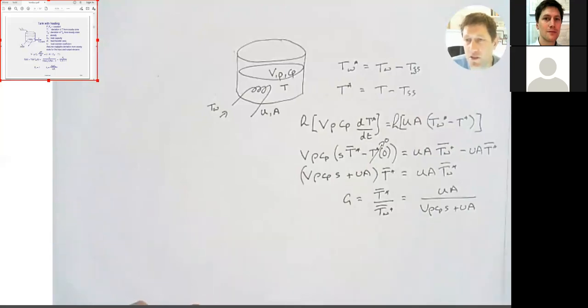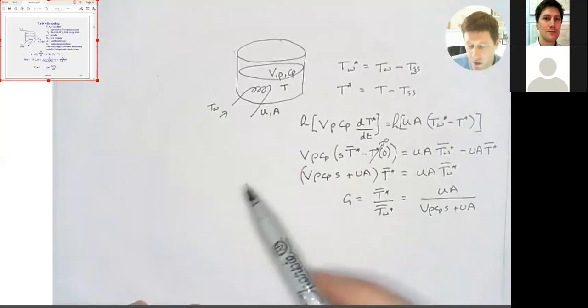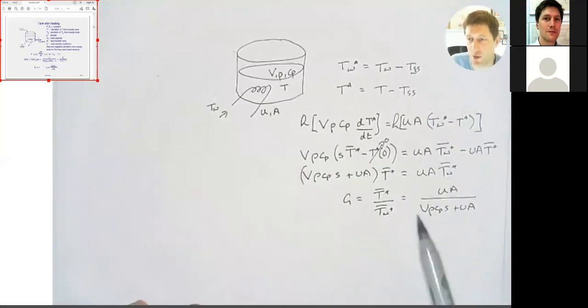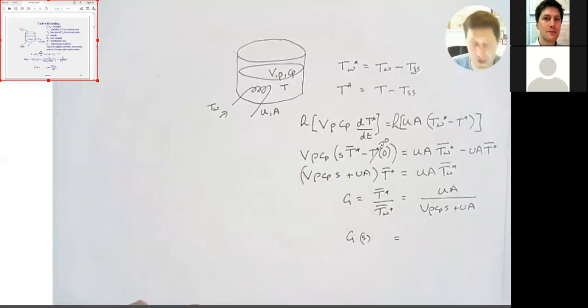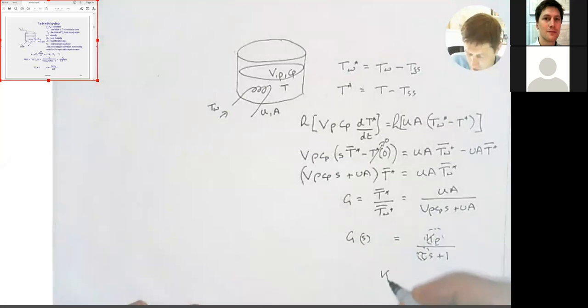But in the lecture, we also saw that there is some generality about these types of process. So any problem that starts off in this form is going to end up with an equation which looks a bit like that. And so in the mini lecture, you'll have seen the general case where we have a transfer function which is of the form something like Kp over tau s plus 1. Kp is a constant, tau is a constant, and this is the general form of a transfer function for this type of differential problem. So you can see that ours can be written in that form. In our case, we just need to divide through by UA, and then we'd have Kp is equal to 1, and we would have tau is equal to V rho Cp divided by UA.